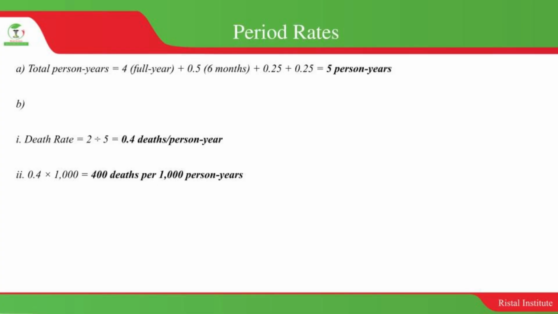But often, we express death rates in a standardized way, per 1,000 person years, so they're easier to compare across populations. So we take that 0.4 and multiply it by 1,000. 0.4 times 1,000 is 400 deaths per 1,000 person years. In summary, this population experienced a death rate of 0.4 deaths per person year, or 400 deaths per 1,000 person years in 1981. This helps us compare mortality risk across different population sizes and time periods in a consistent, meaningful way.